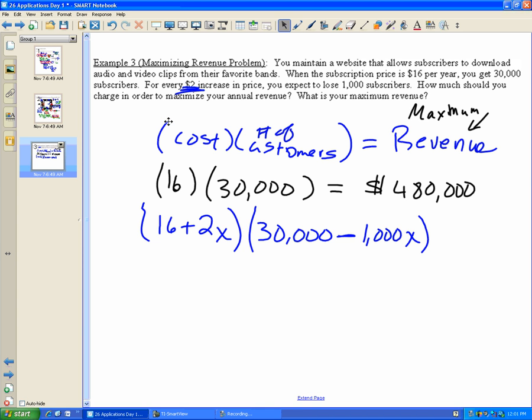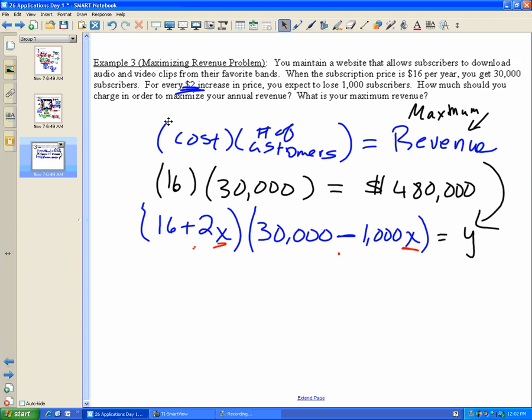So that's my cost and my number of customers. And they're both in terms of my increments, the amount we're counting of X. That's going to equal Y, my revenue. And I want to maximize this revenue. I want to make it as large as possible. I have my current revenue. I have my maximum revenue.